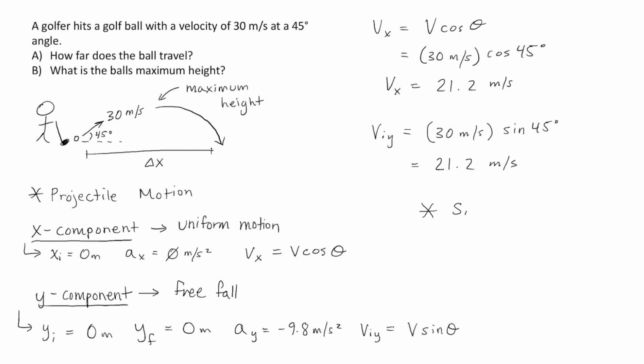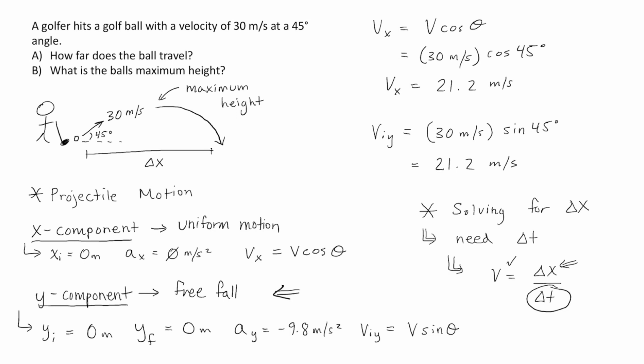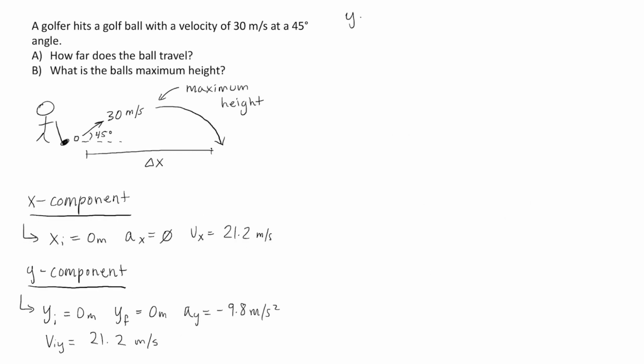Now we are solving for delta x, and if we look at our x component, in order to solve for delta x, we would need to find delta t. And I know this because the x component is uniform motion, which means we can use the v is equal to delta x divided by delta t equation. We have v, we're solving for delta x, but we're missing delta t. So how do we get delta t? Well, we use the y component to solve for delta t and then plug that into our x component uniform motion equation. So let's do that.